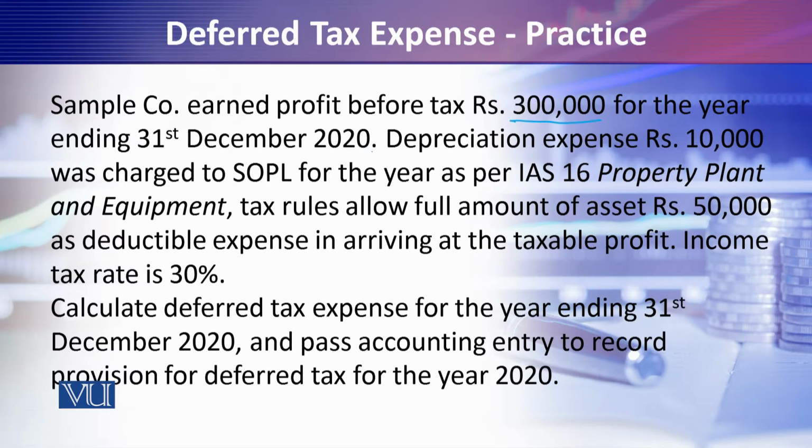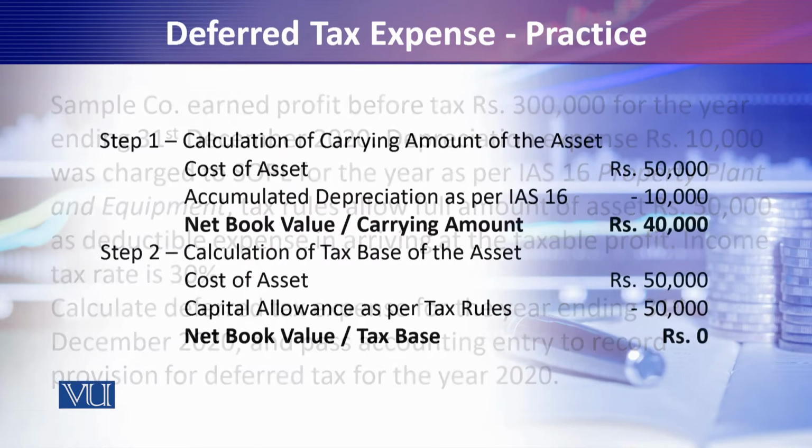31st December 2020. Depreciation expense for this year that we calculated as per IAS 16 is 10,000, whereas the tax rules allow the full amount of the asset, 50,000, as a deductible expense in arriving at taxable profit. Income tax rate is 30%. We have to calculate deferred tax expense for the year ending 31st December 2020, and we have to pass the accounting entry to record provision for deferred tax for the year 2020.